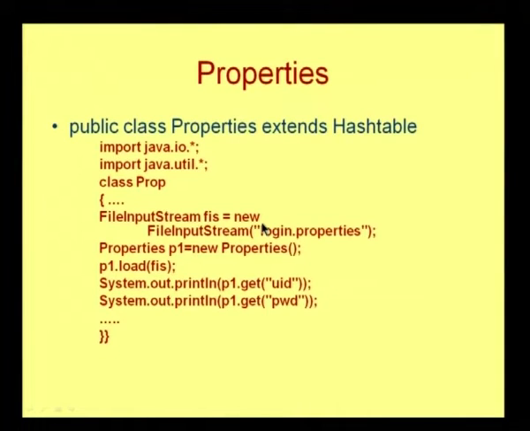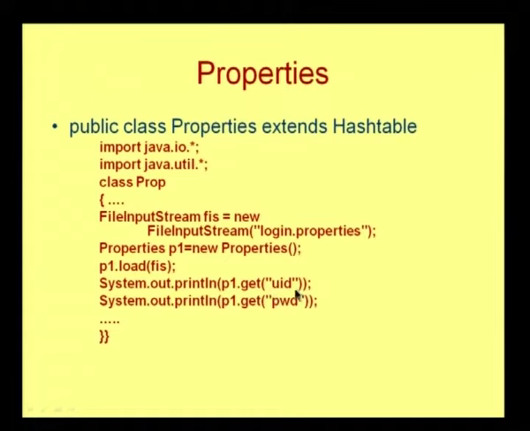Here I have a FileInputStream, and in it the name of the file is login.properties. I told you that the extension of the property file will be properties. Now I create an instance of Properties, and then I call a method called load, p1.load, giving the FileInputStream as the parameter. And then I try to access p1.get for user ID and password.